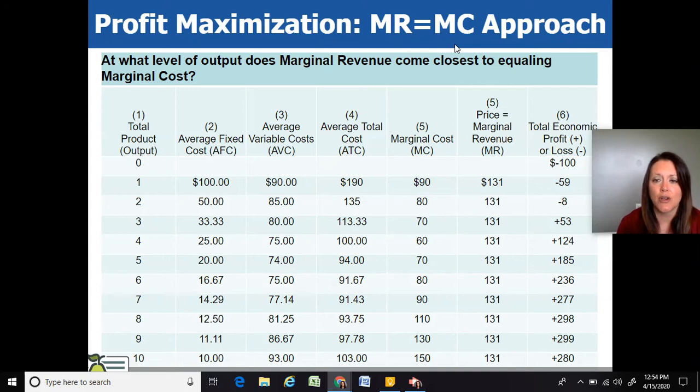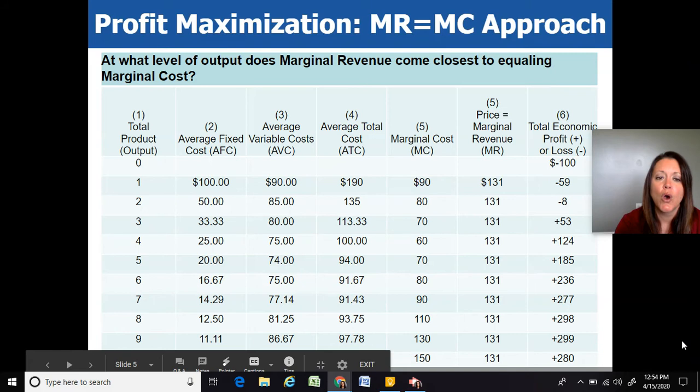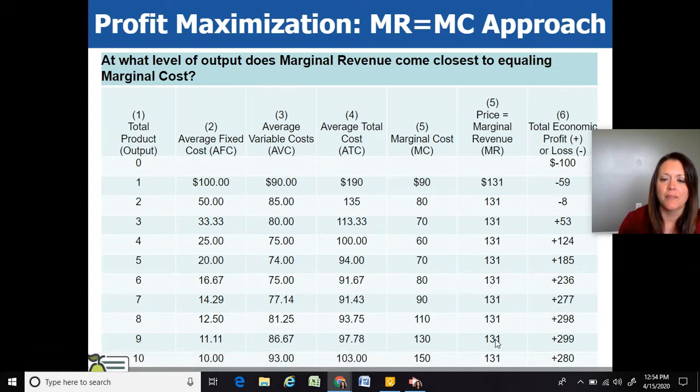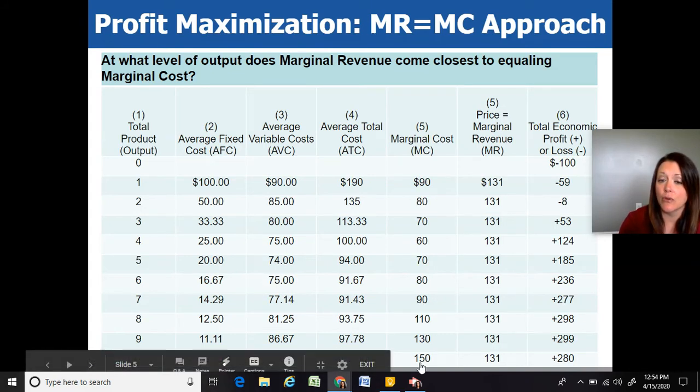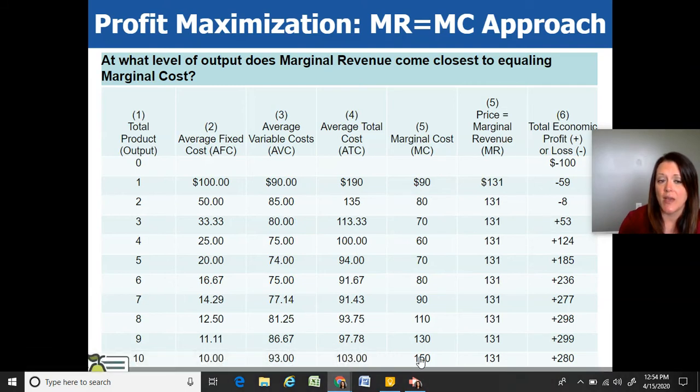So if you look at this chart, take a moment, see if you can identify where you think marginal cost and marginal revenue are equal. You can pause the video if that helps. Hopefully you arrived at the conclusion that a total product of 9 would be your answer, because at that point, our marginal cost is 130 and our marginal revenue is 131. This is the closest they are to being equal without our marginal cost outweighing our marginal revenue, which is what happens if we add that 10th unit of product.